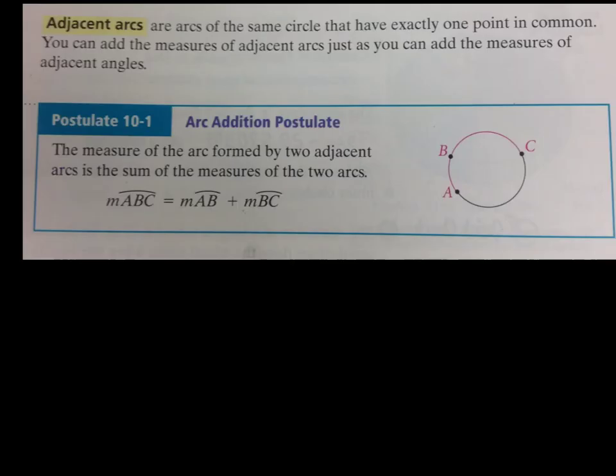Next, we need to talk about adjacent arcs. Adjacent arcs are arcs of the same circle that have exactly 1 point in common, and you can add measures of adjacent arcs just like you can add measures of adjacent angles. So arc AB and arc BC would be adjacent arcs, and the measure of arc AB plus the measure of arc BC would equal the measure of arc ABC. Hopefully that makes sense to you.